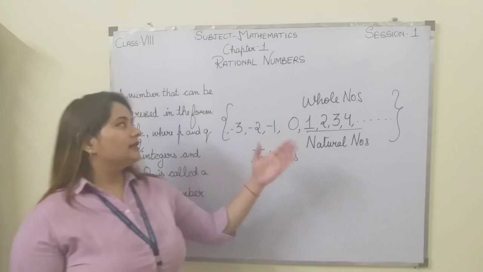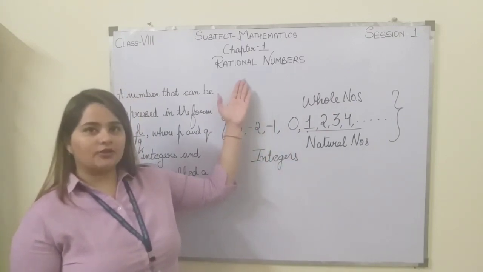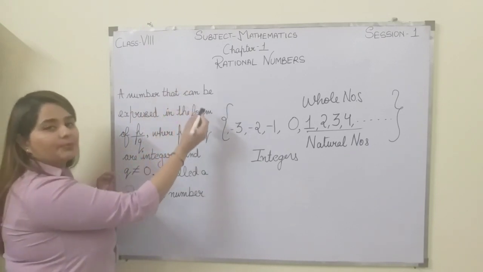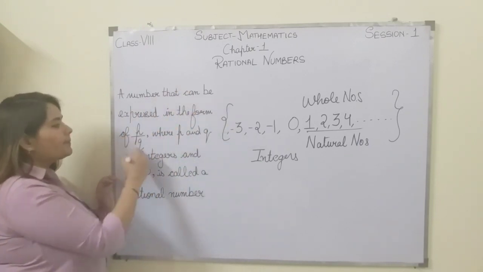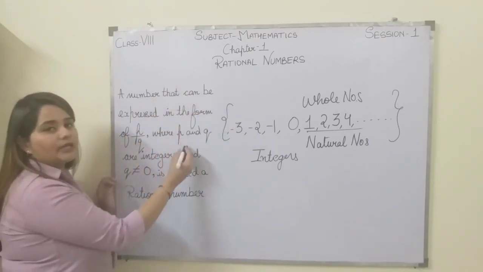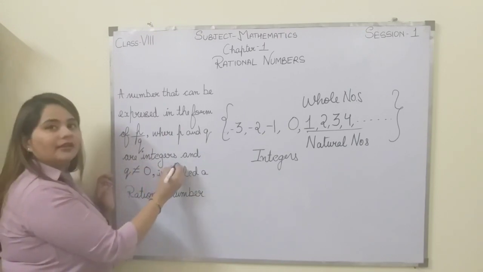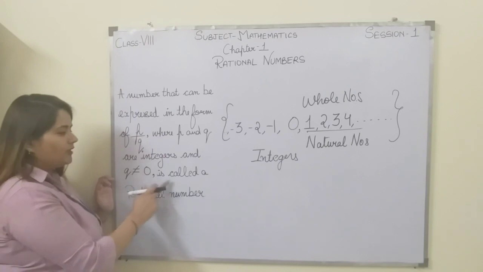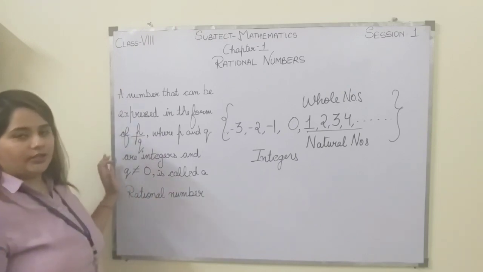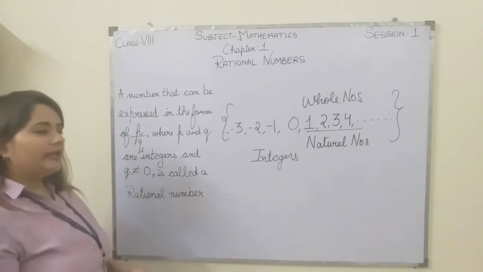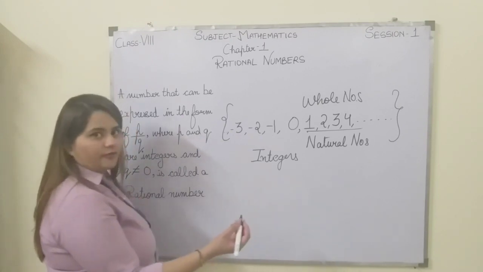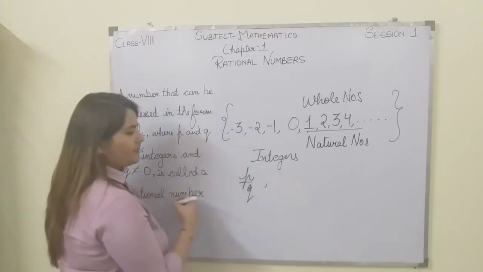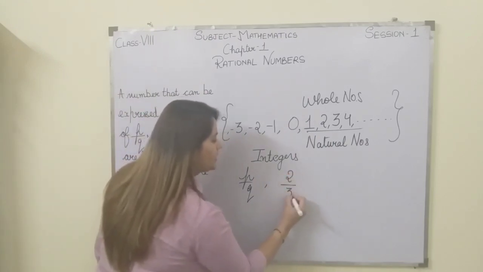So now let's learn about the concept of rational numbers. A number that can be expressed in the form of P by Q, where P and Q are integers and Q is not equal to 0, is called a rational number. So any number which can be expressed in the form of P by Q. We can take an example like 2 by 3.